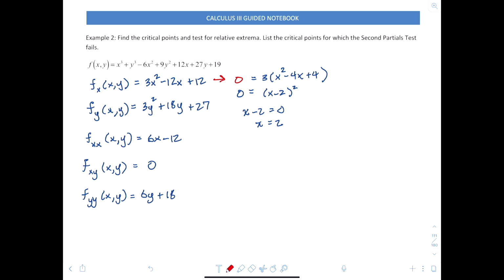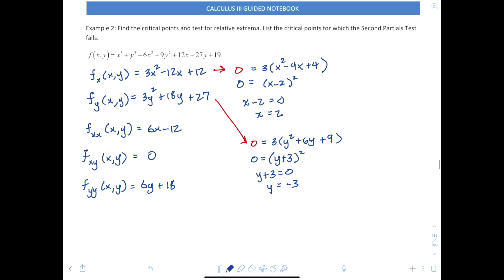Find the other portion of it. Set the first partial of x and y with respect to y equal to 0. And we will get, again, I'll factor out a 3, and we'll have y squared plus 6y plus 9. And so 0 will end up being the quantity y plus 3 squared. And so y plus 3 would have to be 0, so y would equal -3.